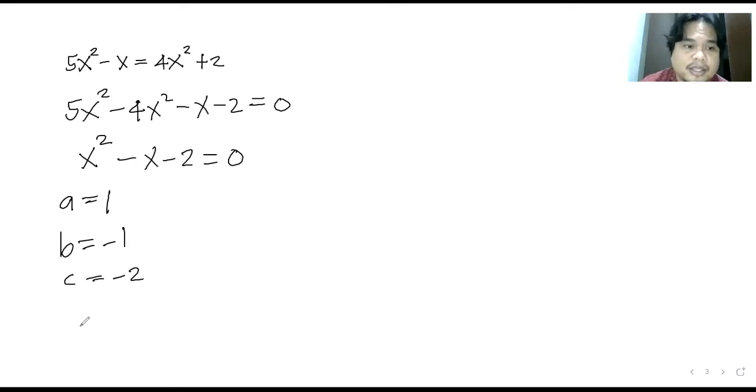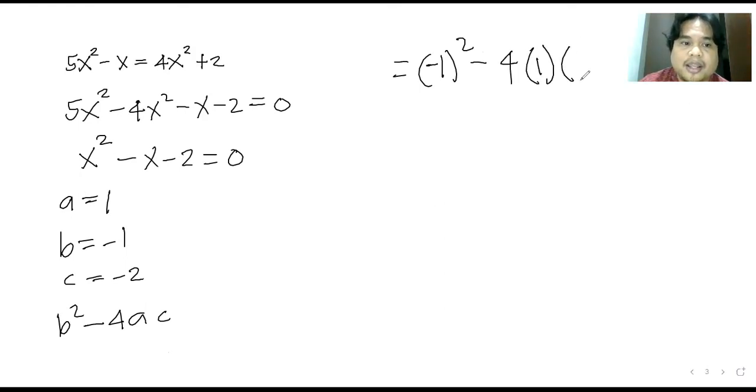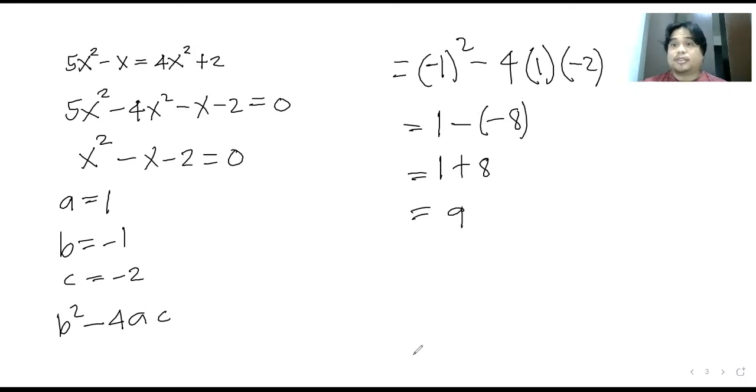And then easy. Substitute these values into the formula of the discriminant, b squared minus 4ac. So your B is negative 1, so we square that, minus 4 times your a is 1 again, and then your c is negative 2. And then further simplify. 1 minus 4 times 1 times negative 2, you have negative 8. 1 minus negative 8 becomes 1 plus 8, and then you have 9. Good. So now you have arrived at a positive answer, positive 9.